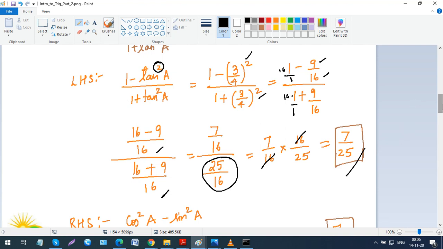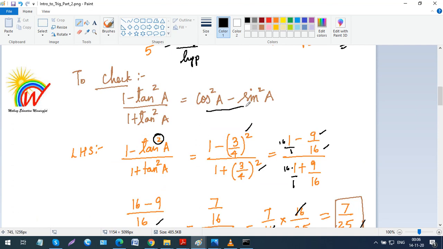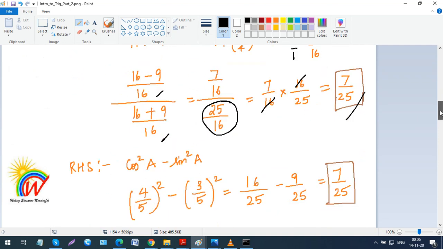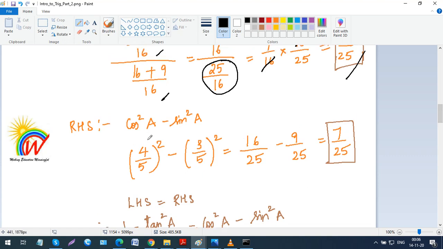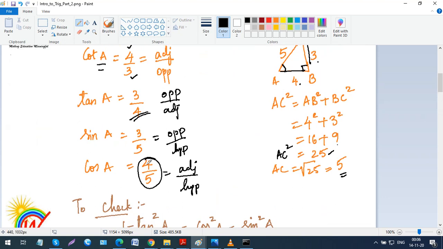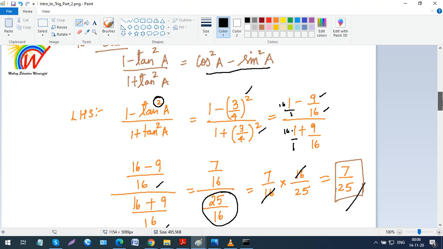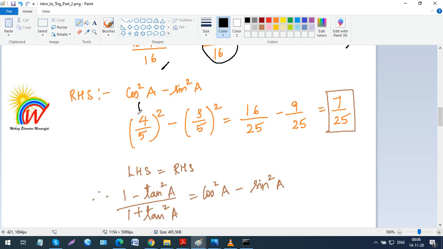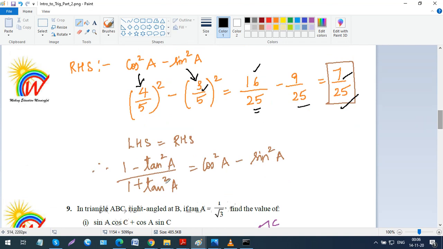Now we have to check the RHS. That is, we have to check if cos square A minus sine square A also gives you 7 by 25 or not. So cos A is 4 by 5. You can look up, we have written 4 by 5 for cos A and 3 by 5 for sine A. So we'll substitute the values. 4 by 5 the whole square minus 3 by 5 the whole square. 4 square is 16 by 5 square is 25. Again 3 square is 9 and 25 at the bottom. So the denominators are common, and you can just do 16 minus 9, which is 7 by 25. So you're getting the same answer as your LHS. LHS and RHS are equal. Therefore these two are equal.